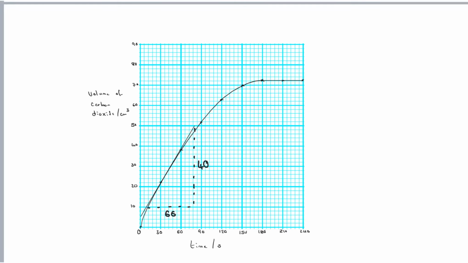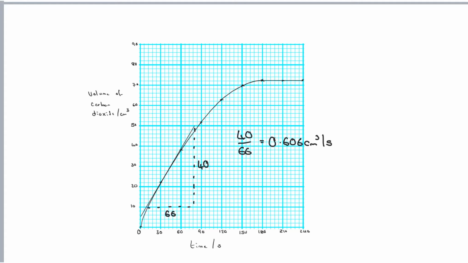So if I do 40 divided by 66, what I get is 0.606. Now, the units of that is going to be centimetres cubed per second. And that is the rate of reaction at 45 seconds, achieved by drawing a tangent at the curve and then calculating the gradient of the straight line that you've drawn.